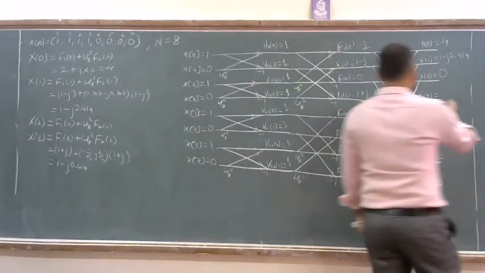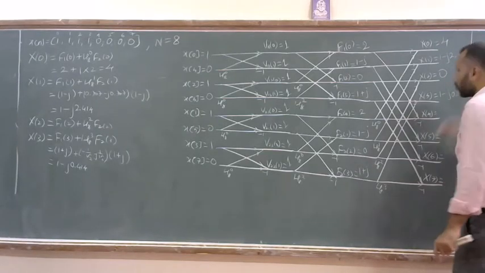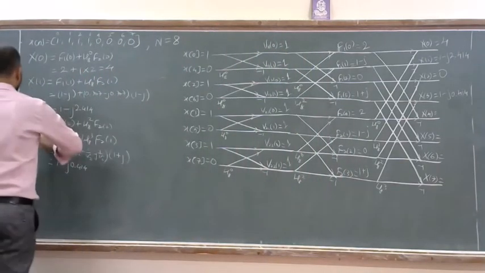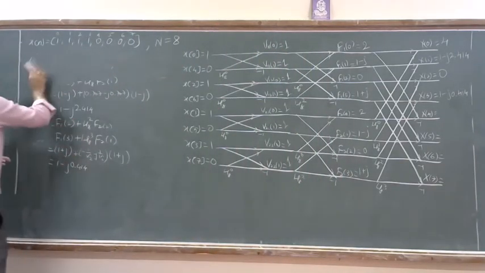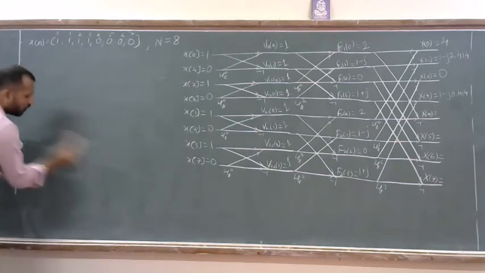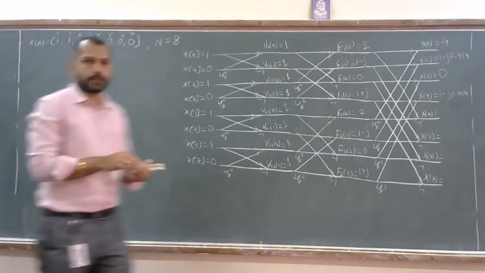So the fourth DFT point will be 1 minus j 0.414. So these are the first 4 values of the 8-point DFT, which are obtained as the top point in the butterfly operation.